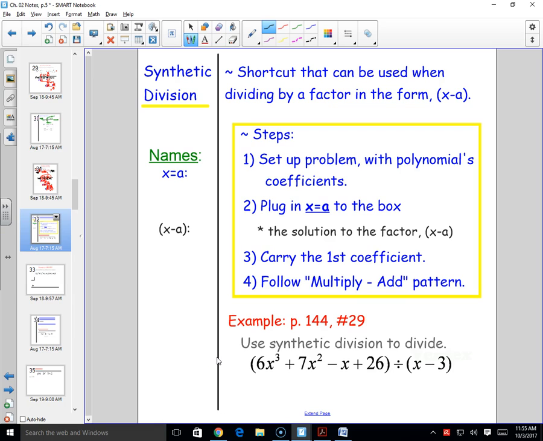And as you guys are writing, these two are very similar and a little different. I'm going to give them different names. X equals a, we're going to call it 0. X minus a, we're going to call it factor.